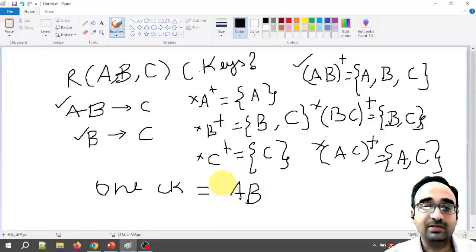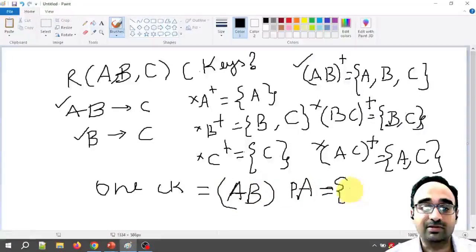So this is the candidate key for this given relation. Okay, now why I told you this process of finding the candidate key. Since the candidate key is AB, what are the prime attributes? Prime attributes, or you can also say key attributes. What are the attributes which belong to the candidate key? Those are called prime attributes or key attributes. So prime attributes contain A, B.